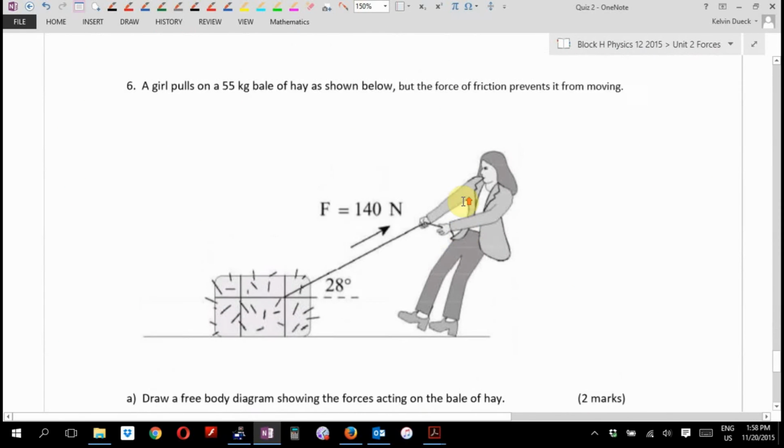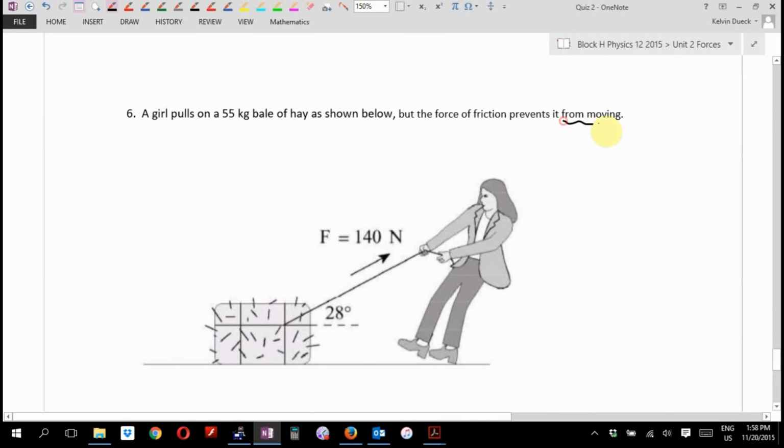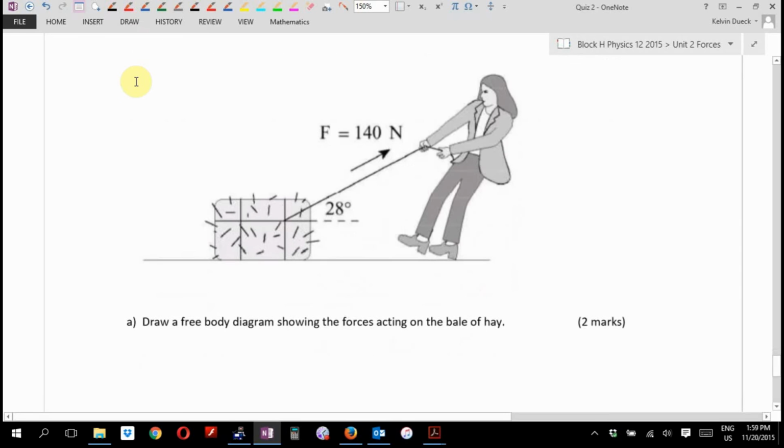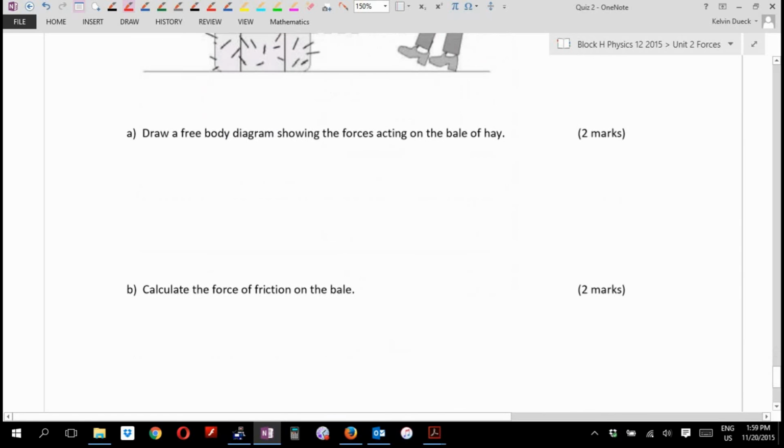Example 6. There's the key to solving this question. I'm going to do a free body diagram, or label my forces. Since they said draw a free body diagram, what are the forces acting? Get the obvious one, gravity. There's an applied force.